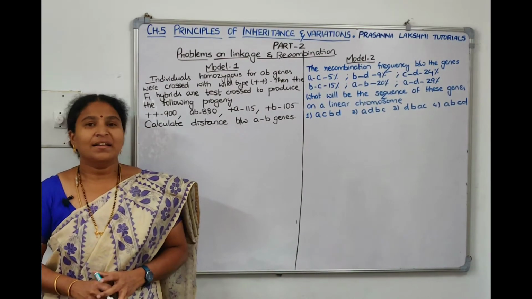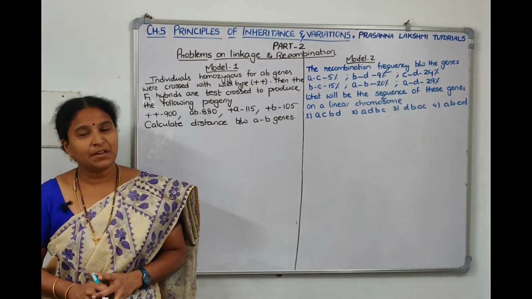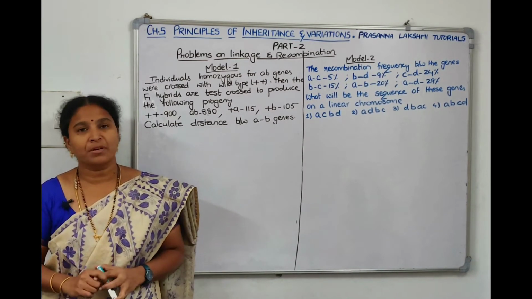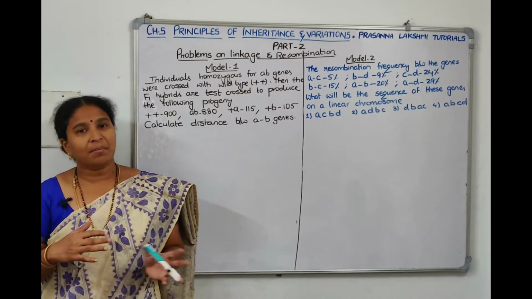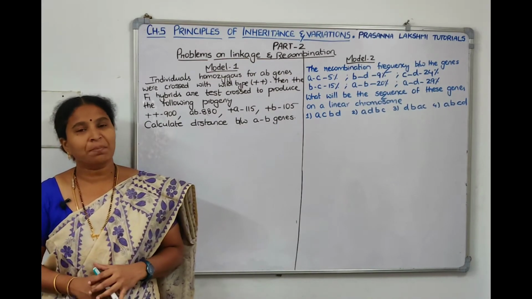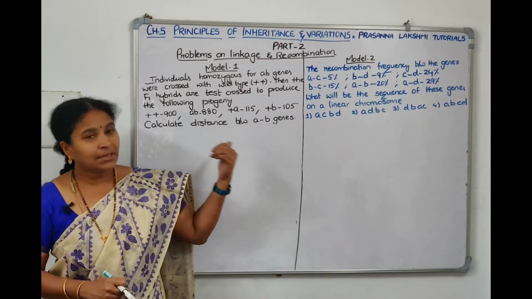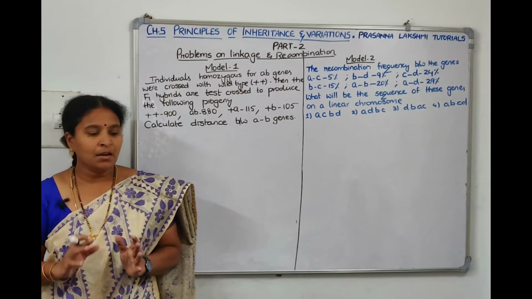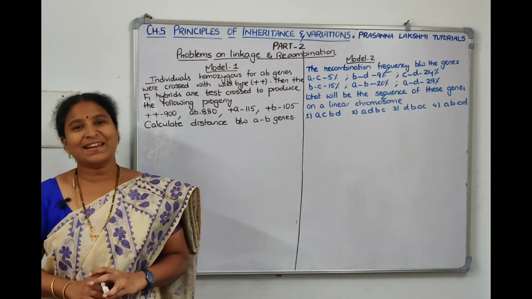Welcome back. In the previous lecture, Principles of Inheritance and Variation Part 1, we covered the chapter till linkage and recombination. Now we are going to complete the remaining topics of the chapter in this lecture, Part 2. Here I have kept some problems related to linkage and recombination. Let's try to solve them and then we'll go to the next concept, polygenic inheritance.